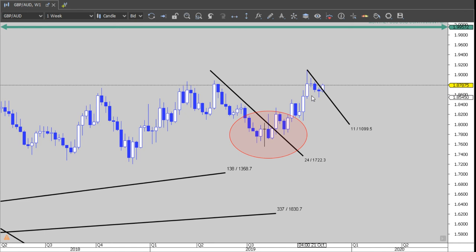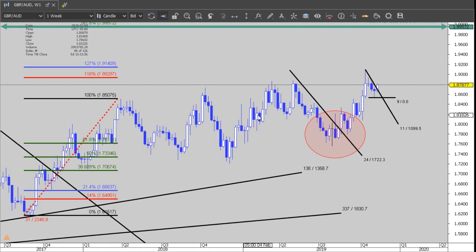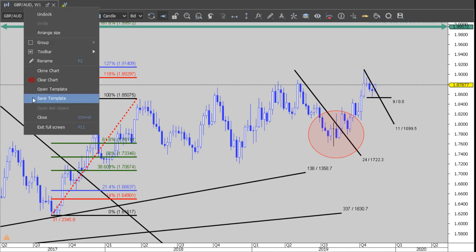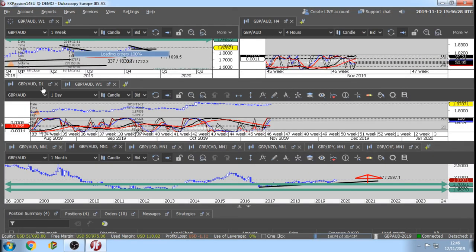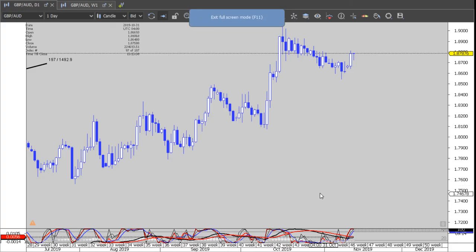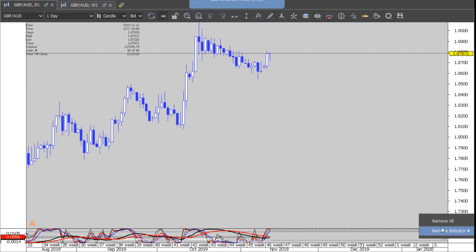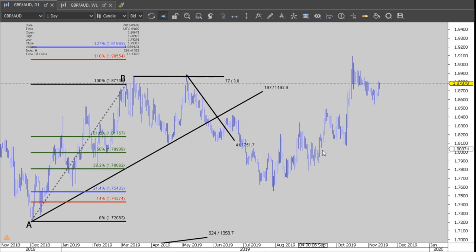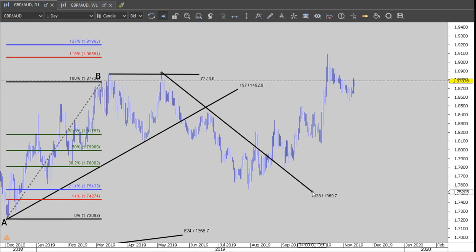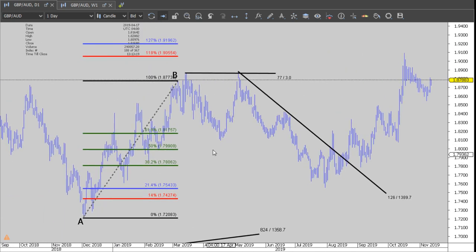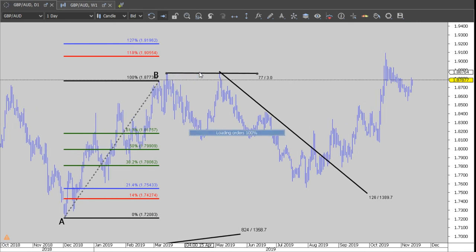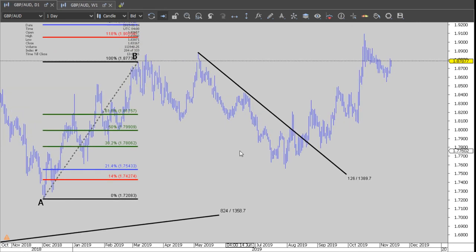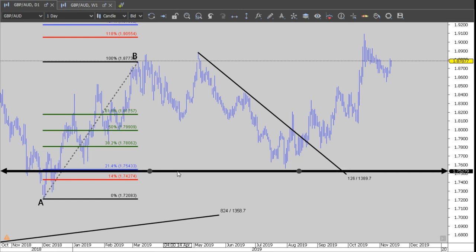Okay, stop loss here, and let's go on the daily. Daily chart, remove all. Where are the Fibonacci? So yes, this was the entry. Okay, this is not valid anymore. A to B, A to B, B to C.